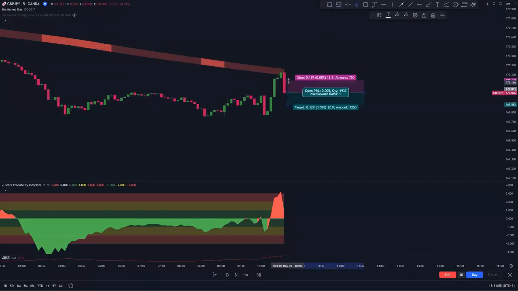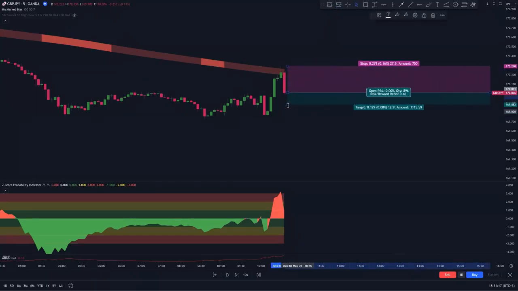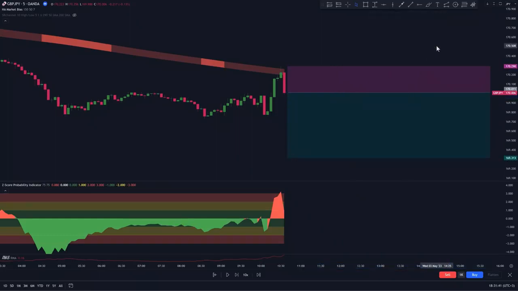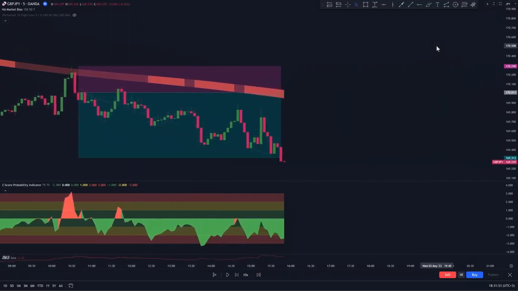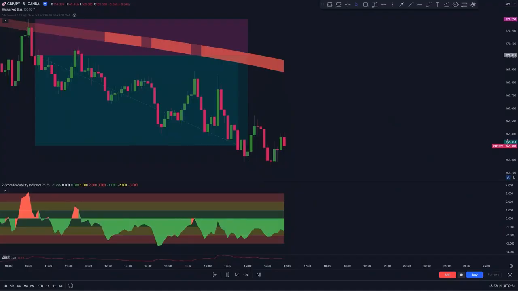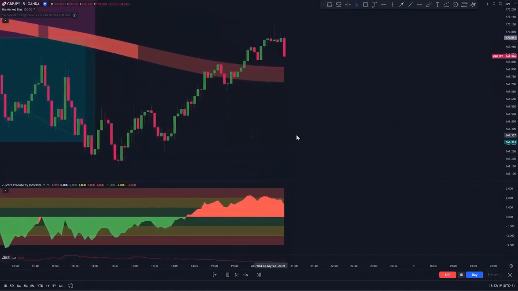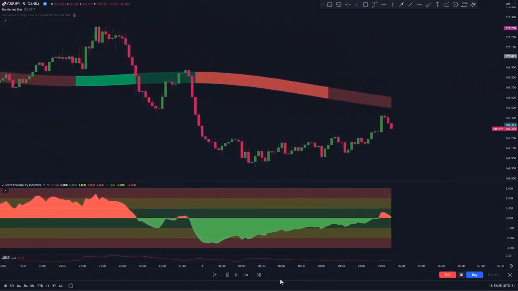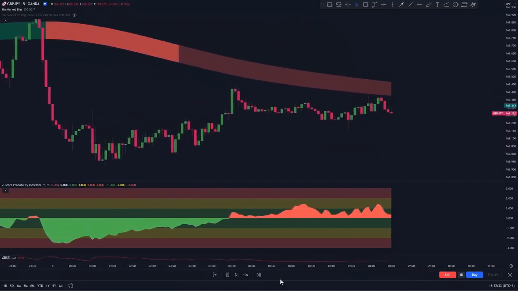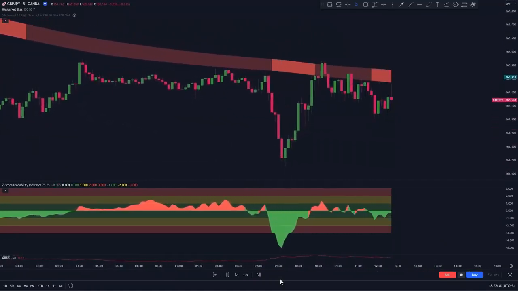The stop loss is going to be set above the most recent swing high. And for the take profit, we're going to set it at 2.5 times the risk. We let the trade run and take profit. This is just one of the many strategies that you can do using the z-score probability indicator. Go ahead and take a look at this awesome tool and see what other strategies you can come up with.